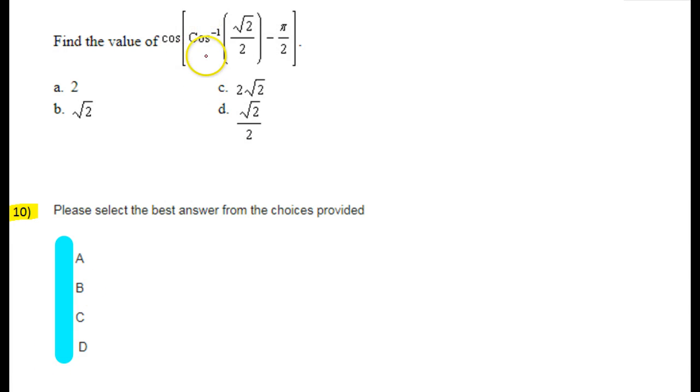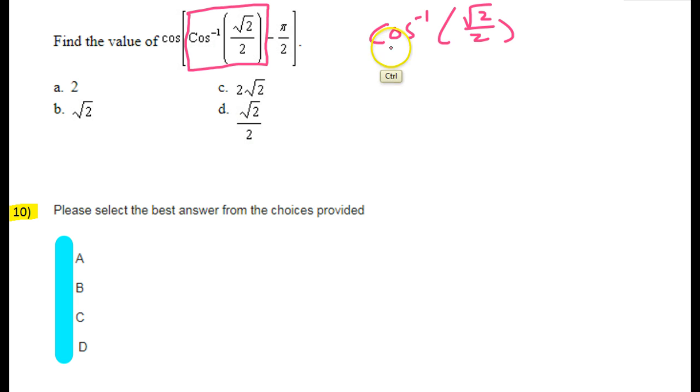So we need to evaluate this complex expression, but let's start with just this part right here. Okay, what is the inverse cosine of radical 2 over 2? Well, the inverse cosine is an angle. It's the angle whose cosine is radical 2 over 2. So we have to be careful because there's more than one answer here.